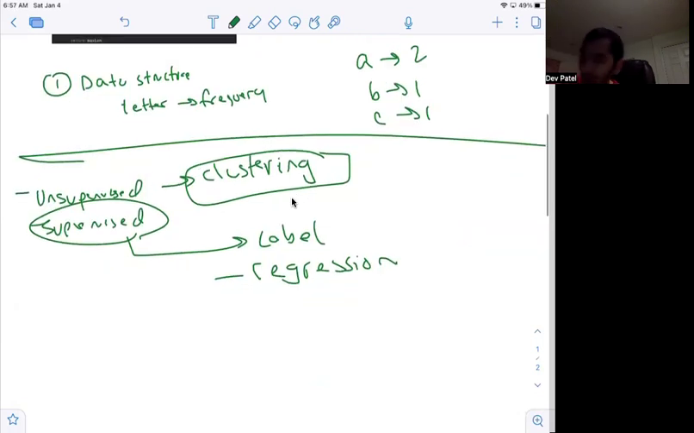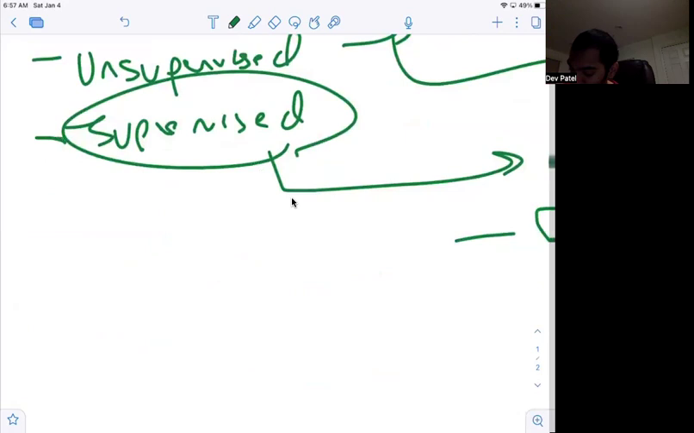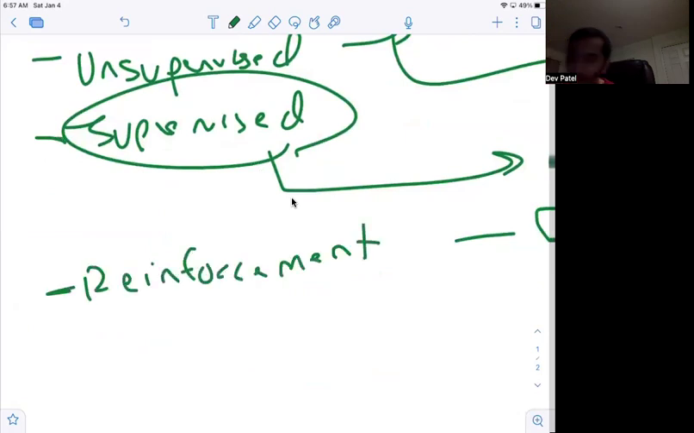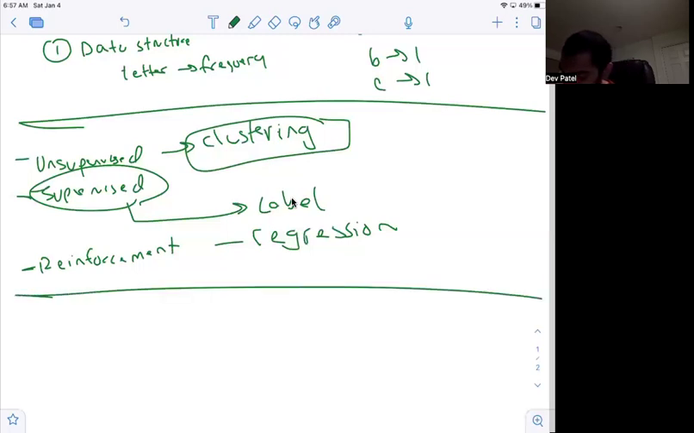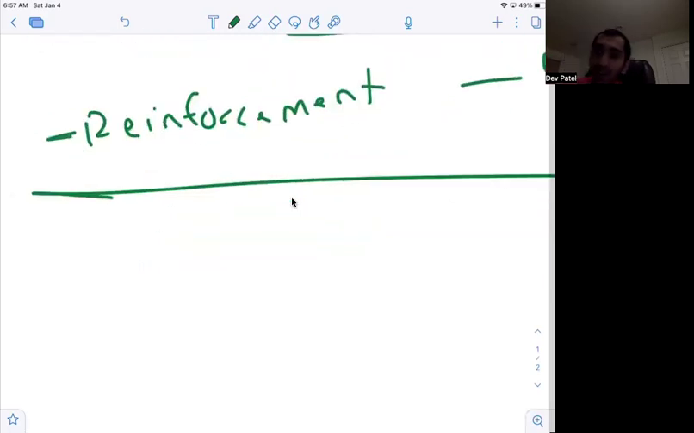So we have unsupervised learning, we have supervised learning, and then we also have reinforcement learning. So these are almost like the three main core types of learning in machine learning. You can broadly characterize any type of machine learning algorithm into these three buckets. Now let's talk about other side projects or more interesting projects that you may want to do.